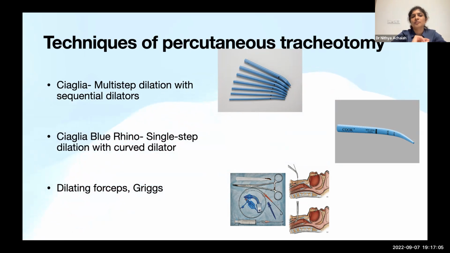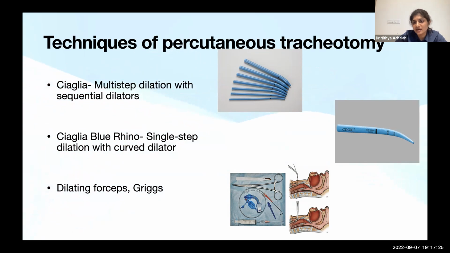Here, all these techniques are semi-Seldinger techniques where the guide wire is passed and then the trachea is dilated. So here, multiple dilators are used to dilate the trachea. Ciaglia blue rhino single step dilatation with the curved dilator. This is the most commonly used technique.